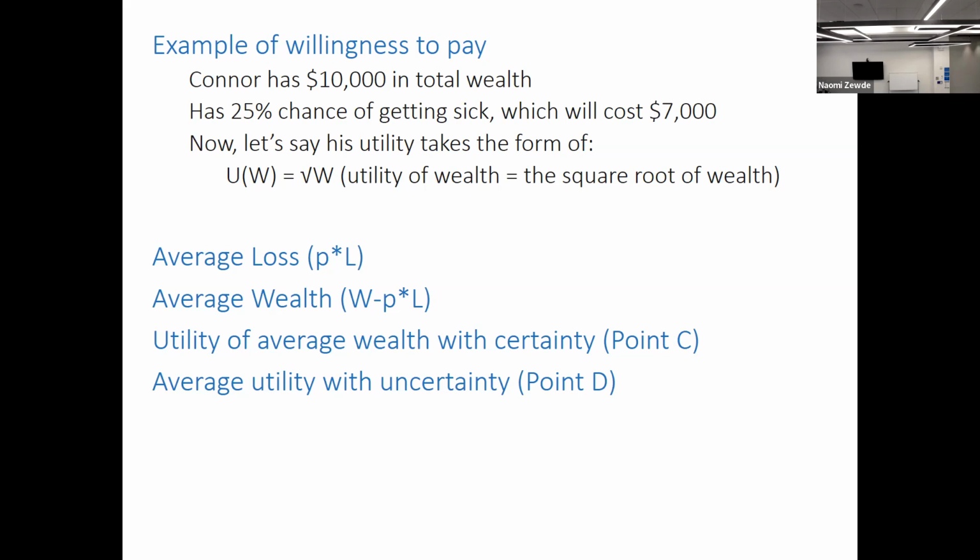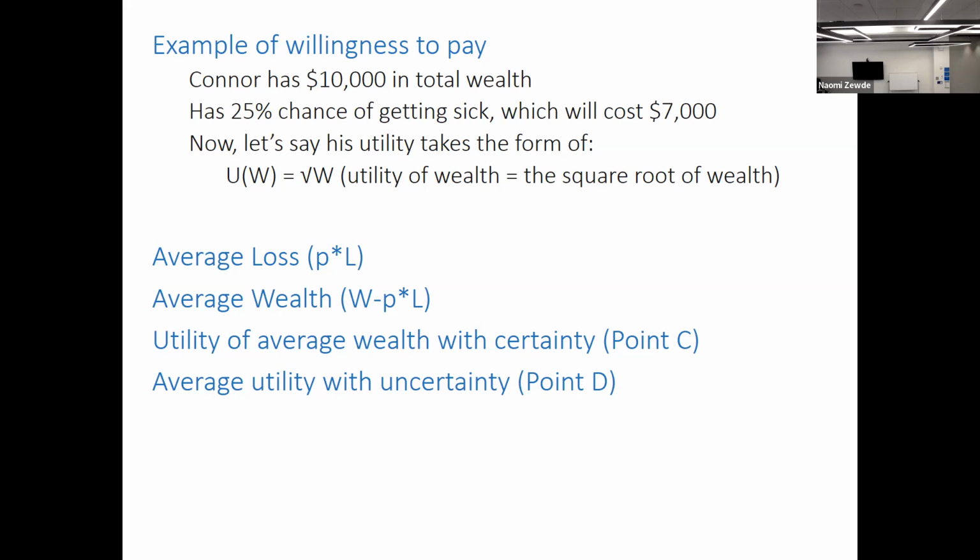Average wealth. You can do the average wealth either by just doing total wealth minus the average loss, or you can do it the same way as the other one. You don't need to know this, but you can also do 0.25 times their wealth if they lose the full thing, plus 0.75 times their wealth if they lose nothing. It'll come out the same. So wealth minus average loss is 8,250.